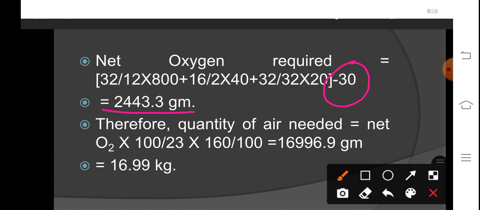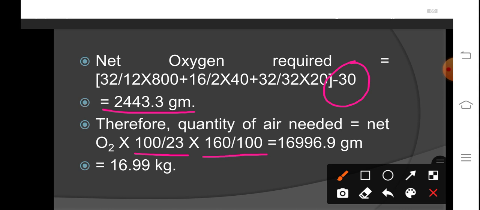Now we have to calculate the weight of air, that is, the quantity of air. So the quantity of air will be net oxygen into 100 upon 23. Why? Because air contains 23% of oxygen by weight. Now what is this factor 160 upon 100?